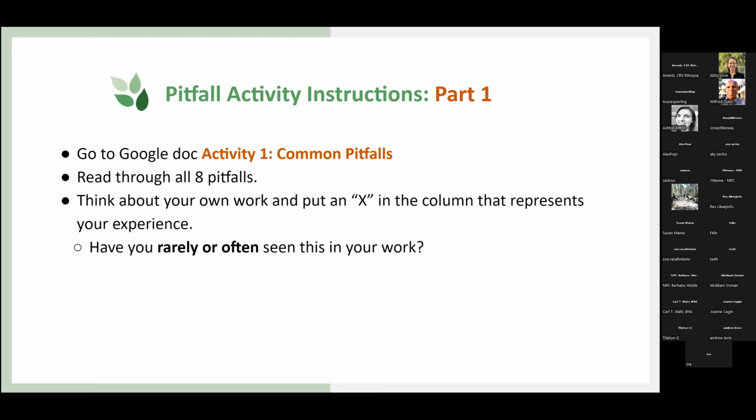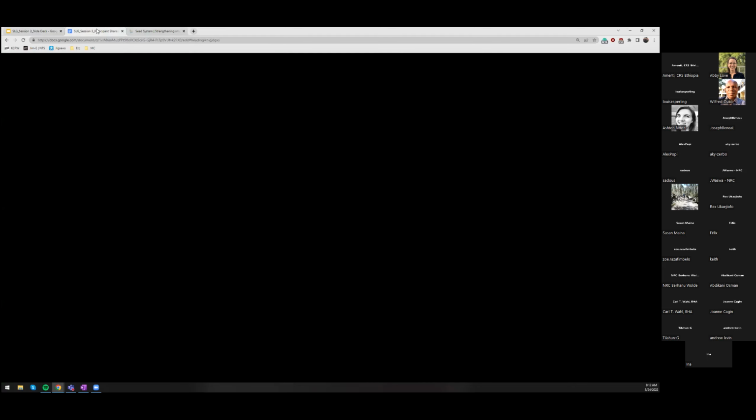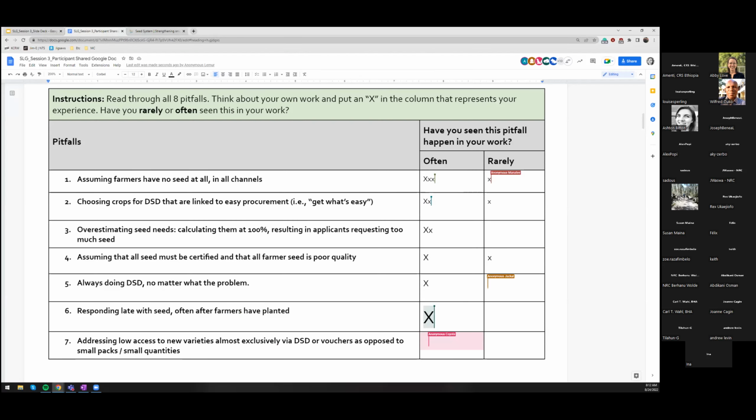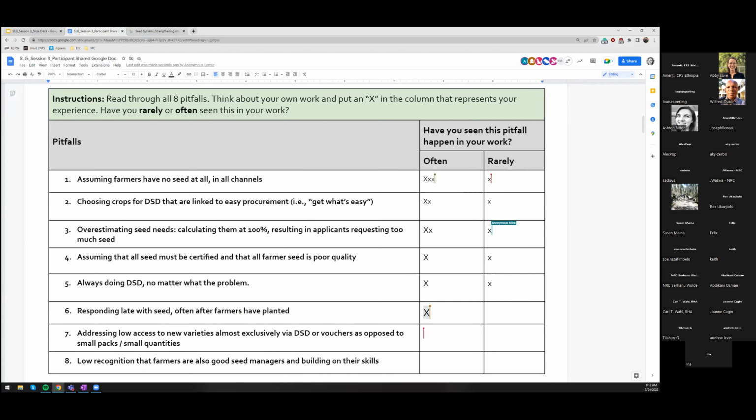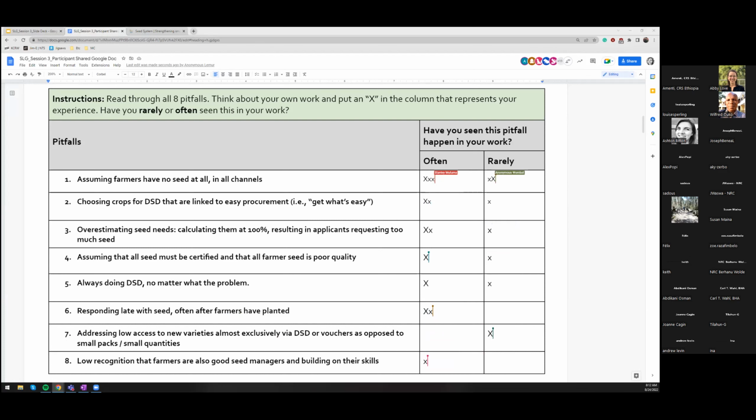So in that Google Doc, you'll read through each of the pitfalls, and it is the first activity on common pitfalls. You'll read through each of the pitfalls, think about your own work, and put an X in the column that represents your experience. You might have experienced this either rarely or often. So we want you to give us an impression of what your experience is like. You'll just take a few minutes to fill columns 1 and 2, and then we will converge again and move forward. So with that, I'll let everyone go to that Google Doc. Please do it as fast as you can. We just have a few minutes and then we get back to plenary.